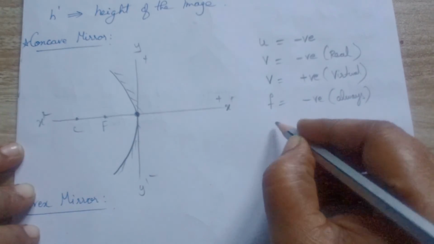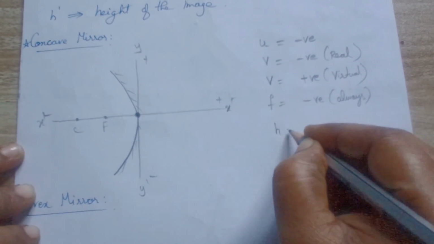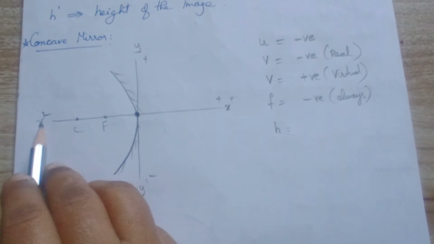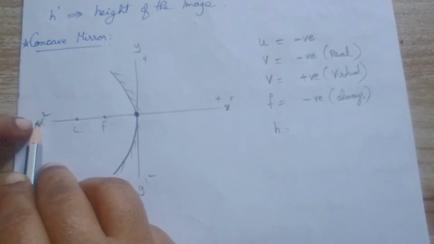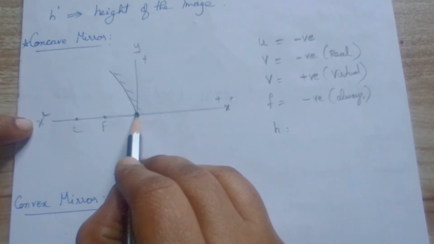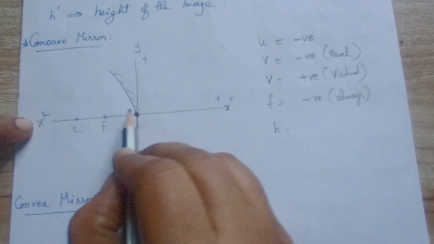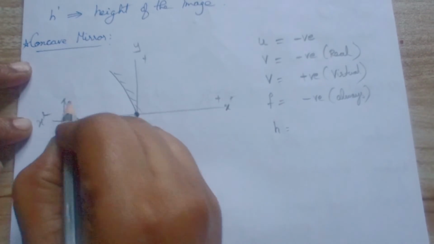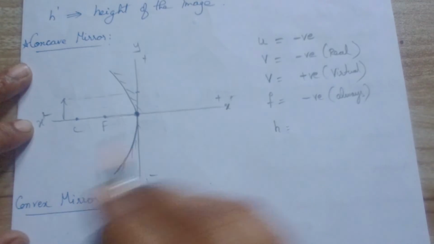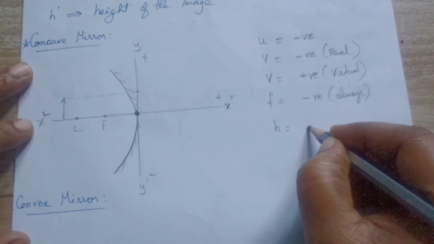Then what about the height of the object? Always we'll place the object above this principal axis. We'll always place this, right? So above this is your y-axis. For example, this height you are going to measure with the y-axis, right? On the y-axis, here it is always positive.